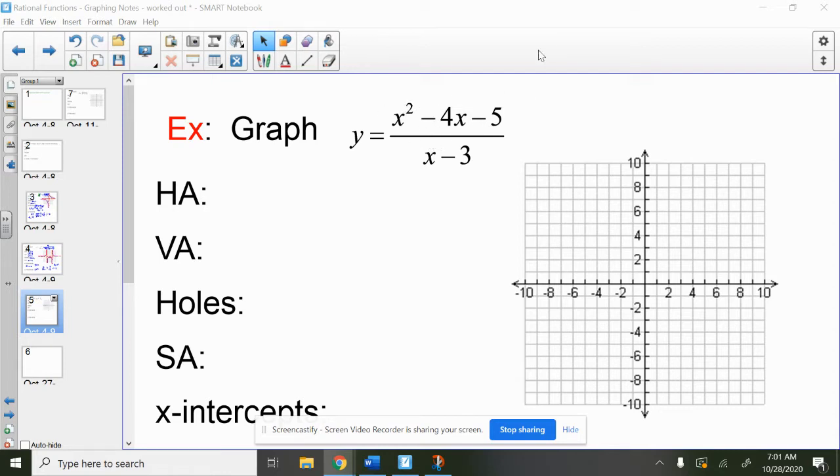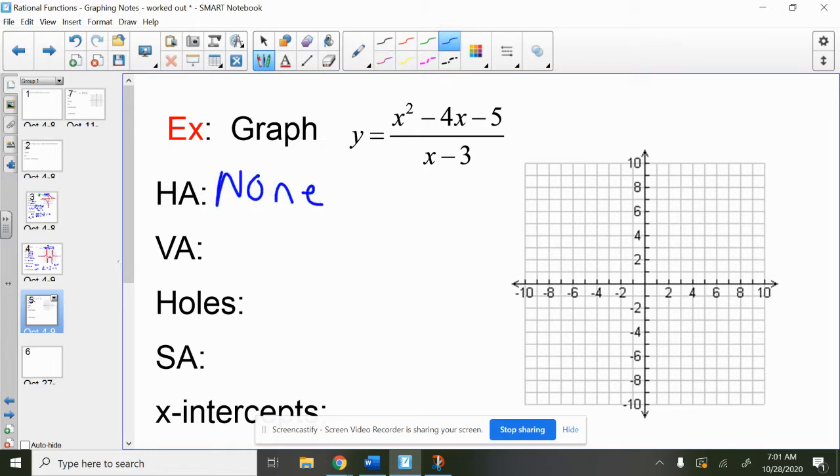Whenever that's the case, we always say that would be none. So it doesn't have one. Remember, you definitely don't have to have one. It just depends. When the degree of the top is bigger, there's none.